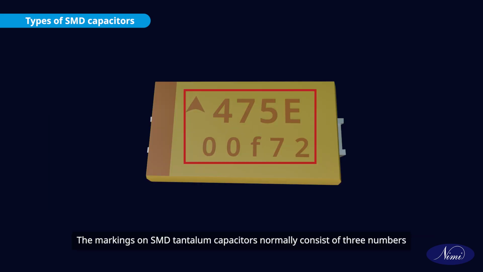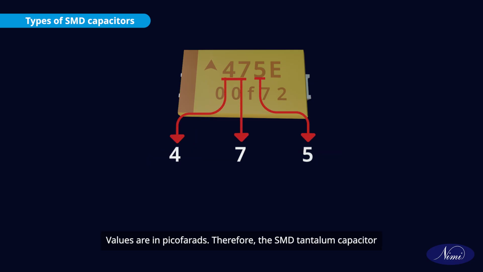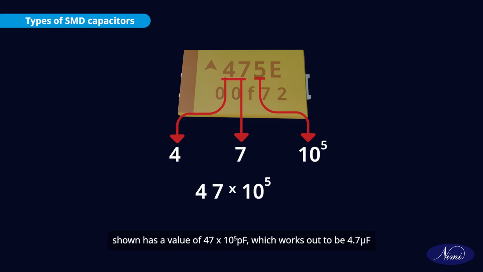The markings on SMD tantalum capacitors normally consist of 3 numbers. The first 2 form the significant figures and the third is the multiplier. Values are in picofarads. Therefore, the SMD tantalum capacitor shown has a value of 47 multiplied by 10 to the power of 5 picofarad, which works out to be 4.7 microfarad.